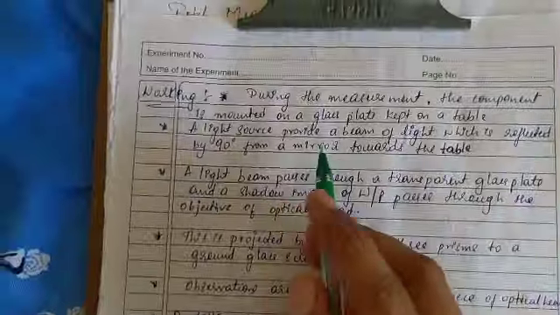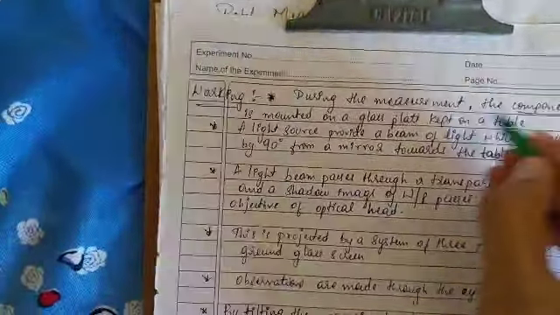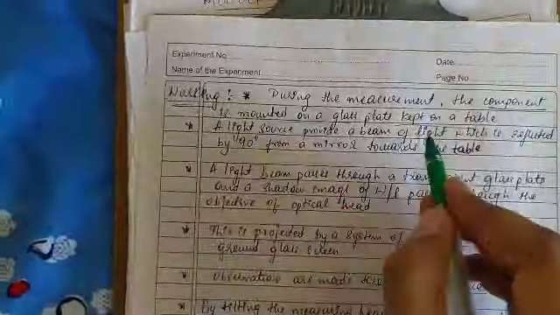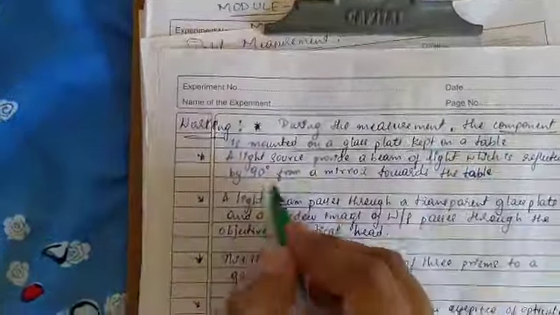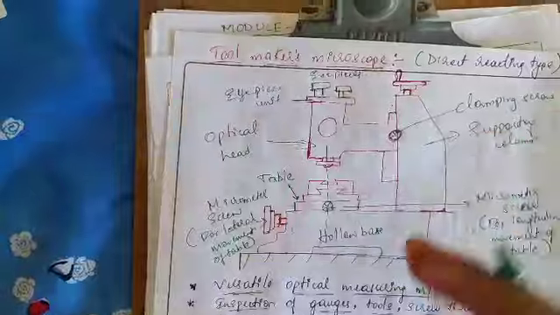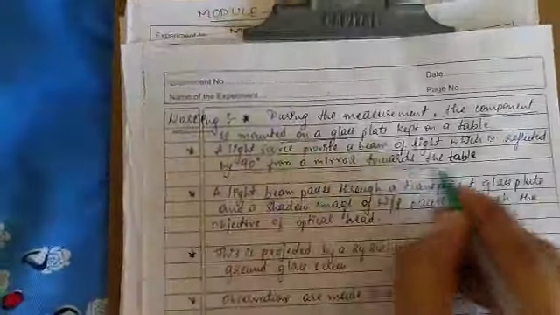In the working of the tool maker's microscope, during the measurement the component is mounted on a glass plate kept on the table. So this is the glass plate kept on the table. The light source provides a beam of light which is reflected by 90 degrees from a mirror towards the table.